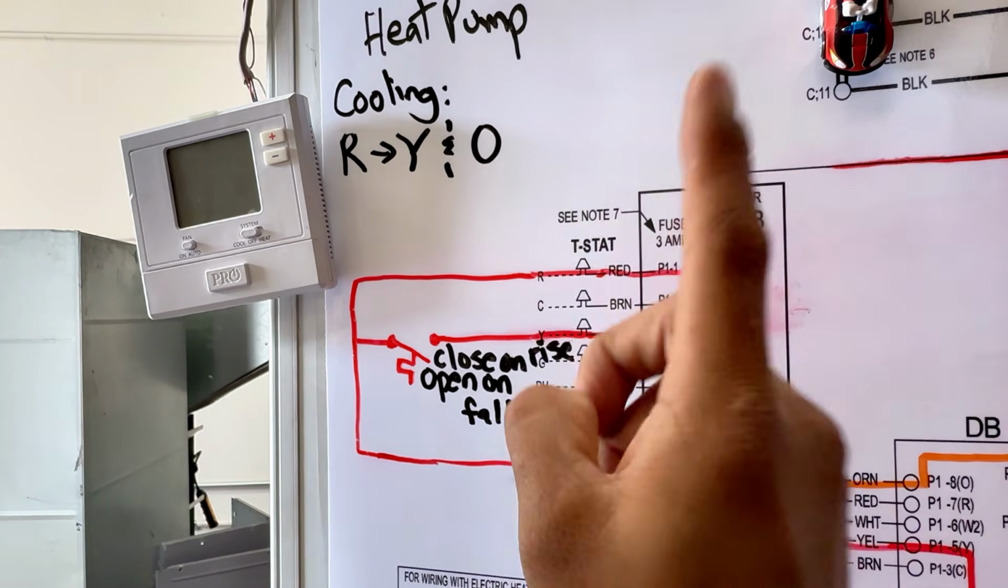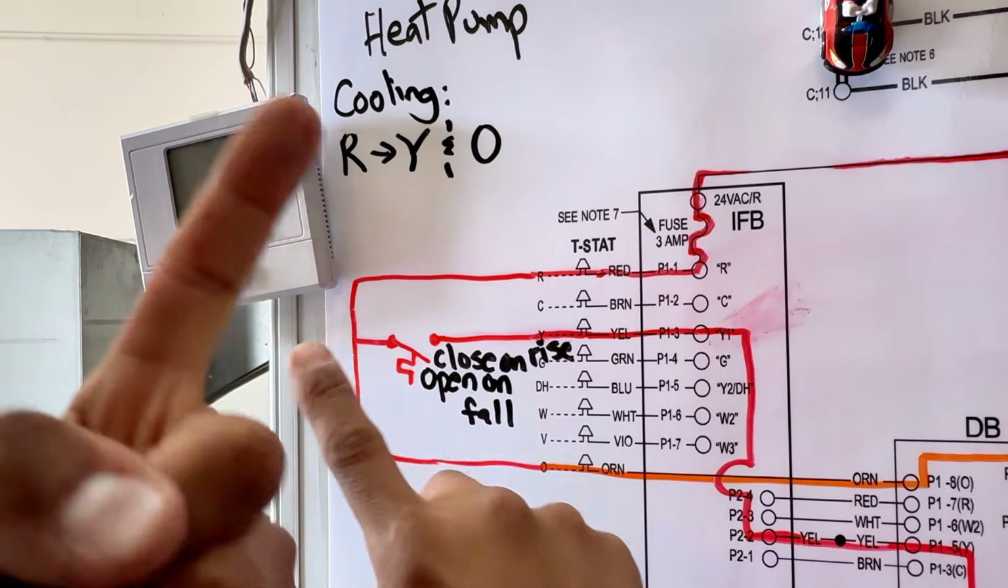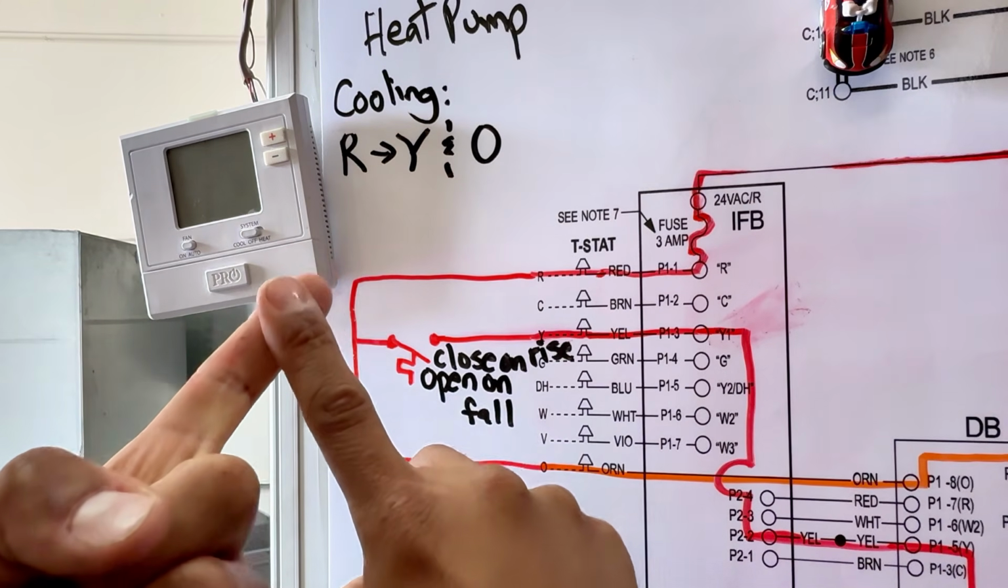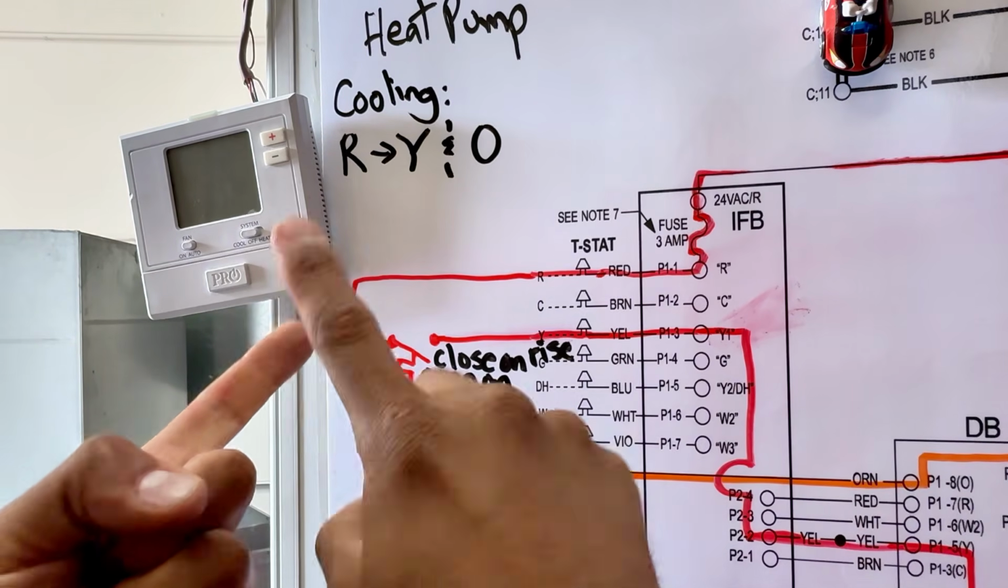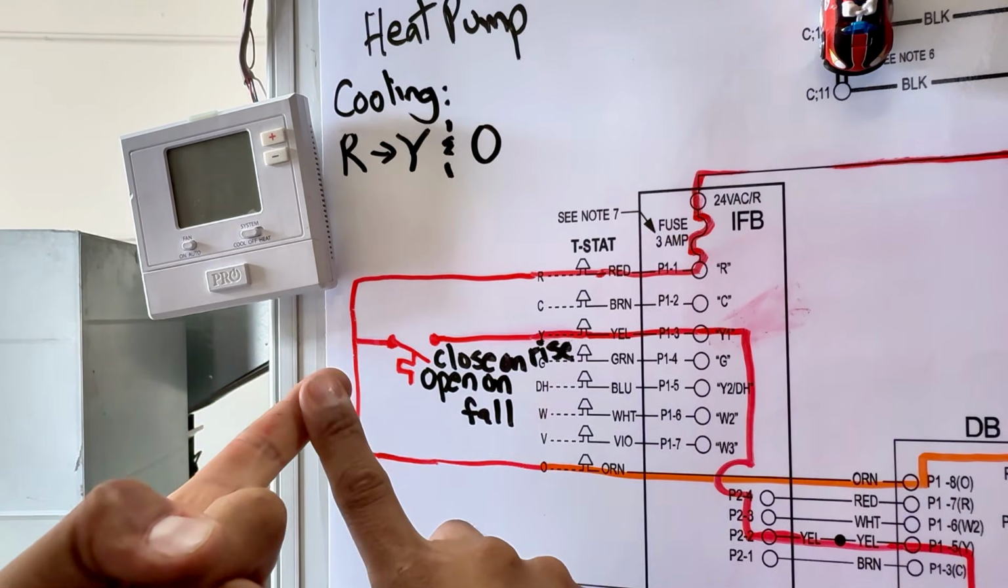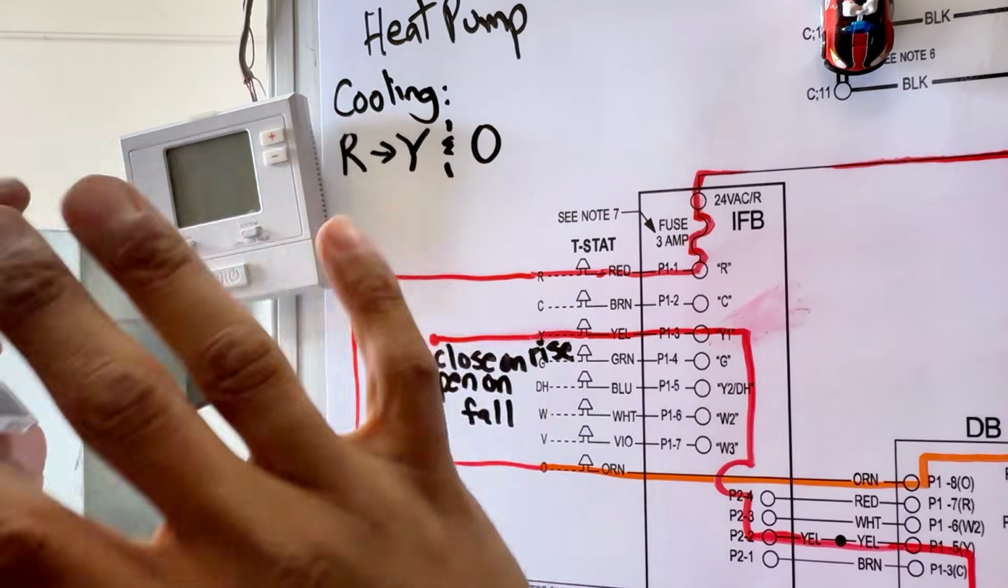I emphasize, it is important that the thermostat has heat pump compatibility. It needs to have an O, and you have to program it that it is not a conventional furnace, that it is a heat pump. You need to do that. If not, none of this will work. Okay, so let's say we do all that.